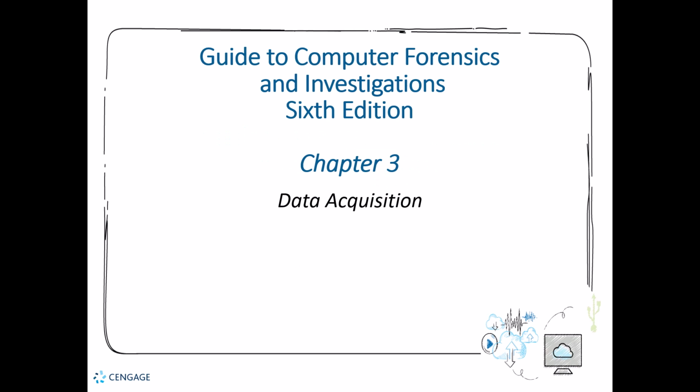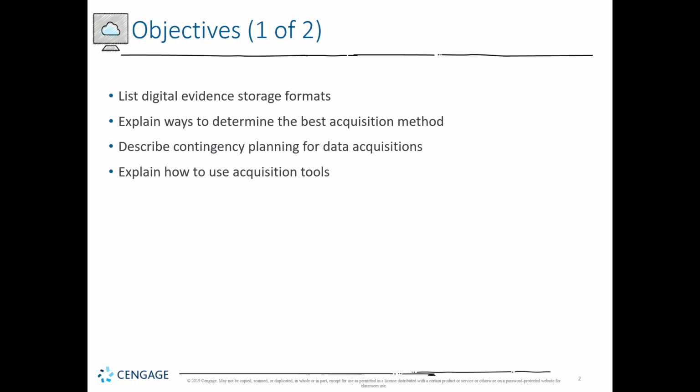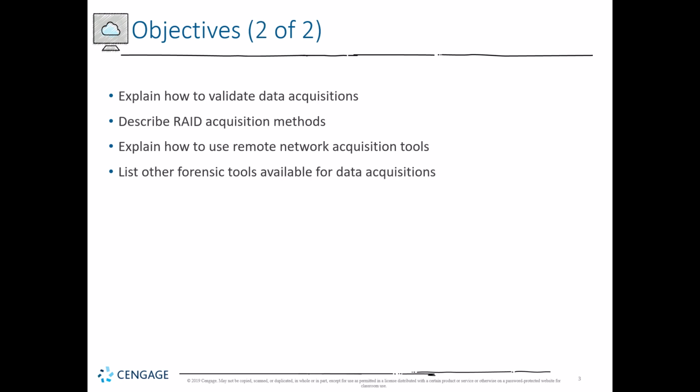Chapter 3, Data Acquisition. In this chapter, we're looking at 4 main points. We're looking at evidence storage formats. We're explaining ways to determine the best acquisition method based off of certain scenarios, describing contingency plans for data acquisition, and explaining how to use acquisition tools. Again, the focus of this chapter is specifically geared towards acquisition. So those are our 4 main areas.